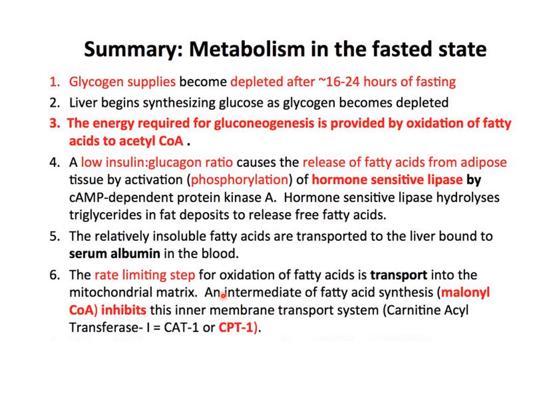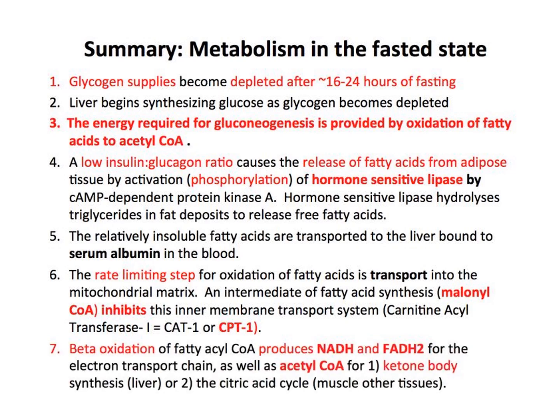Most of the issue in this step is talking about the fact that once you make acetyl-CoA, you have to transport it inside of the mitochondria, and that's the slow step in this process. All right, and we're making acetyl-CoA in beta oxidation as well as some other molecules again to synthesize ATP.